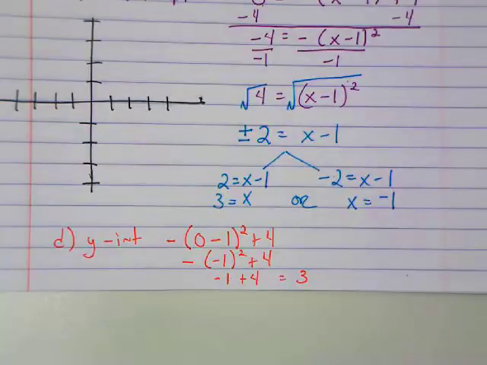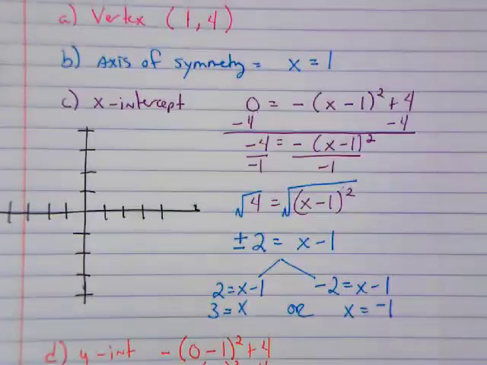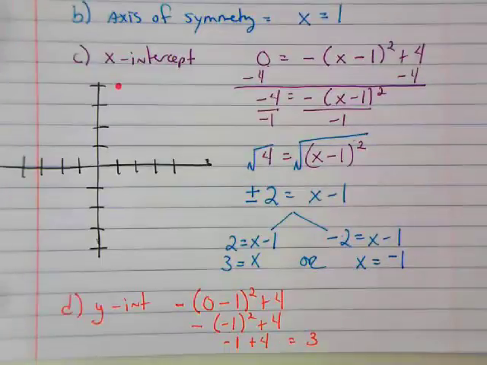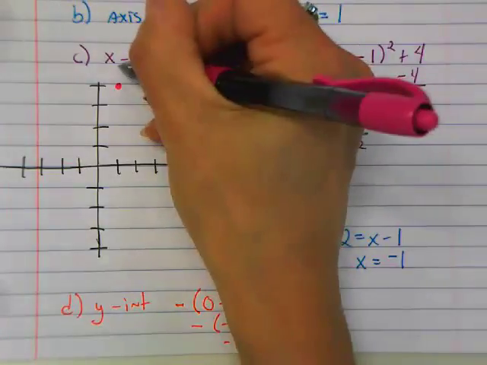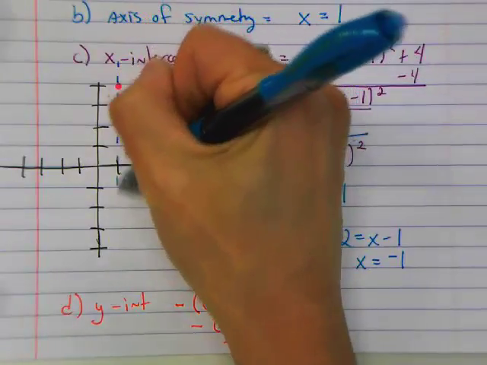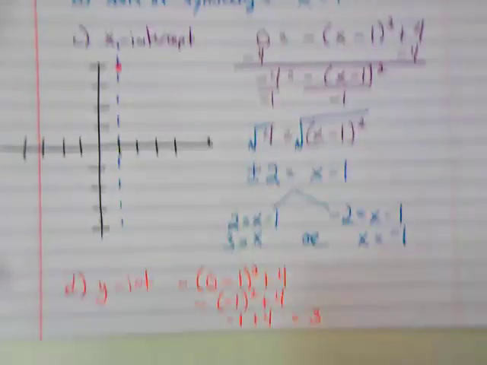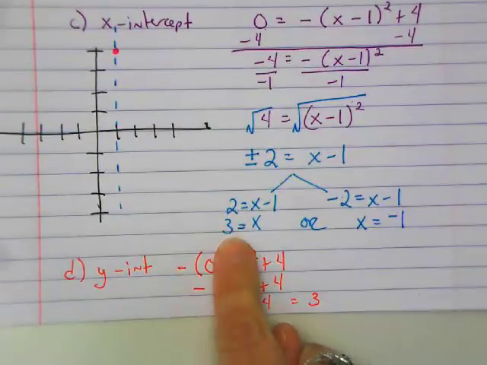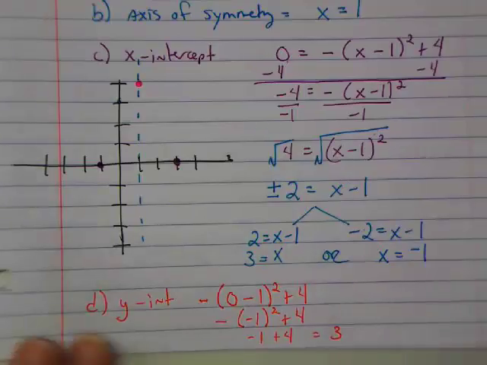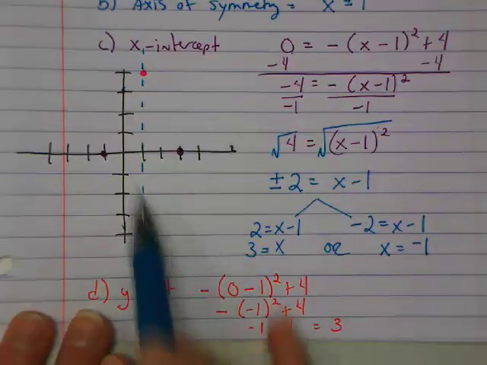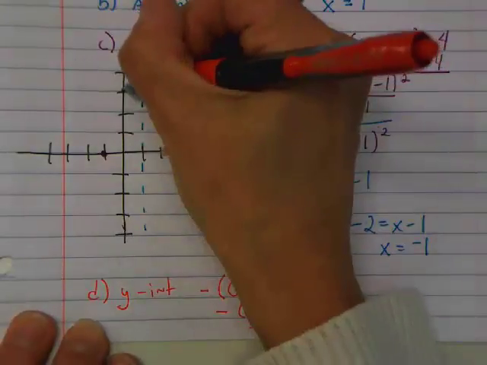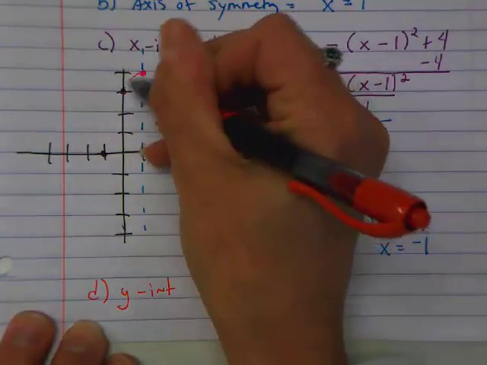Alright, so first, the vertex. The vertex was at 1, 4. Next, the axis of symmetry is the vertical line that goes through the vertex. My x-intercepts are at 3 and negative 1. So let's see, we've graphed our vertex, we've graphed our x-intercepts, let's graph our y-intercept, which was at 3. And now I'm ready to go ahead and sketch in my parabola.